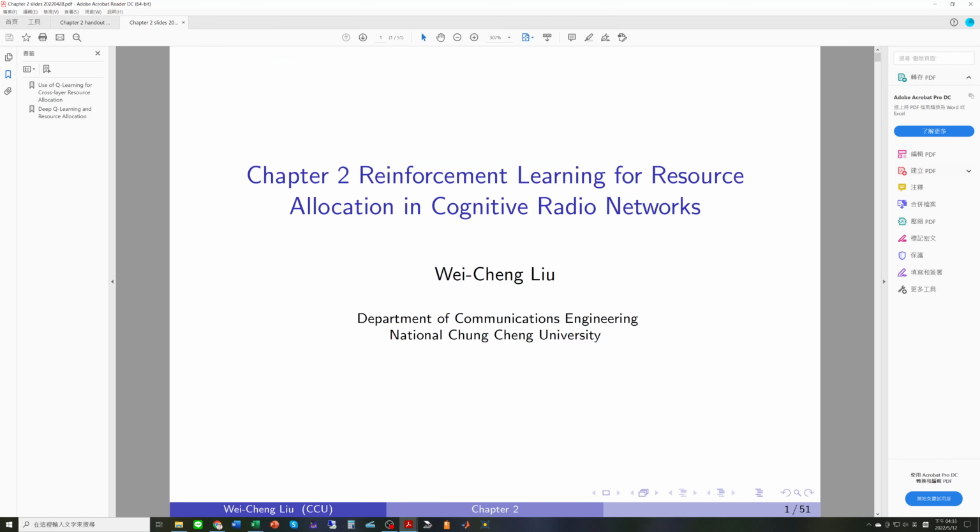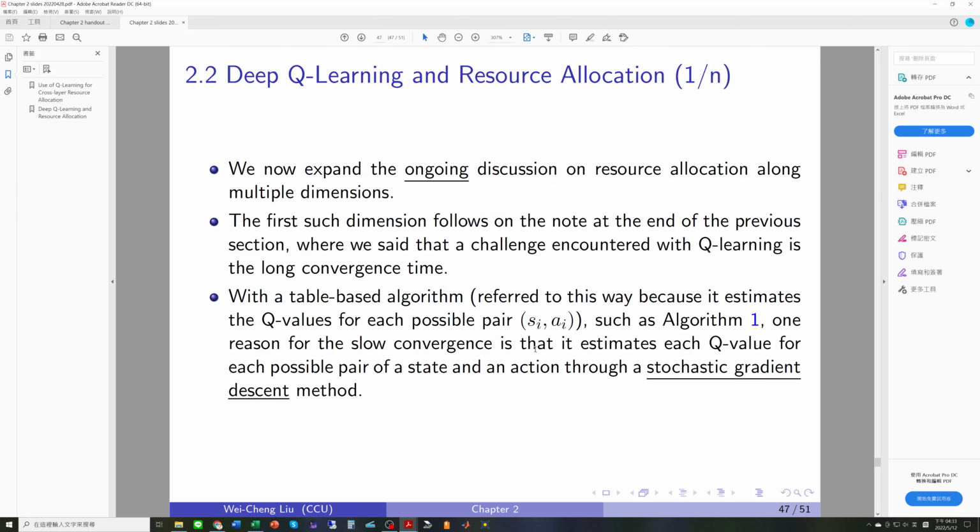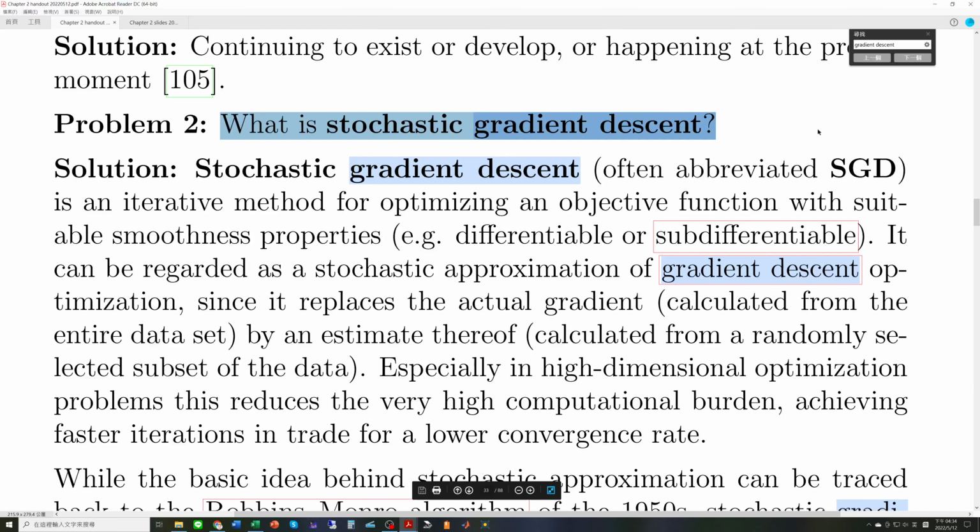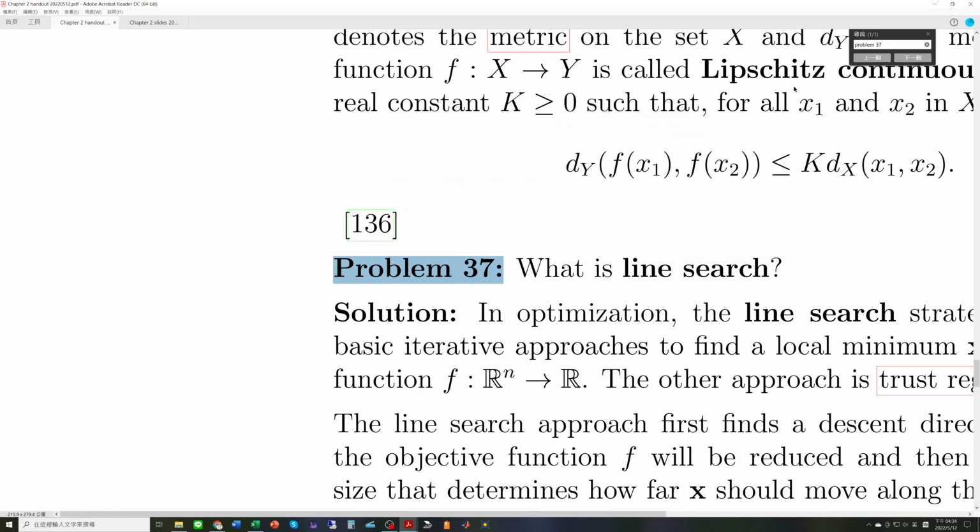Okay, and please go to page 47. Because on page 47 of chapter 2 of the slides, stochastic gradient descent method, we have mentioned it, so we need to explain it. Okay, let us go back to the handout and go back to, if I remember correctly, problem 37. Okay, good.